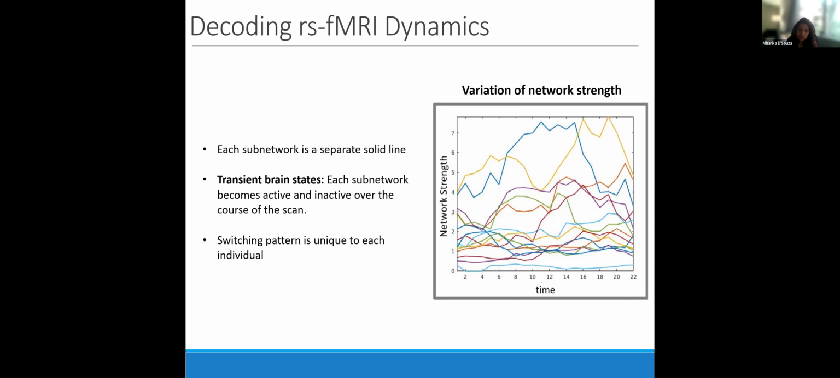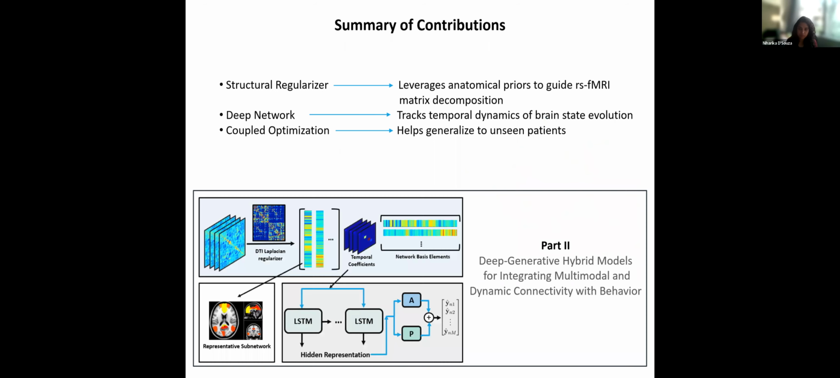In fact, the switching profile is unique to the individual and can be compared and tracked across patients, which may be useful for making comparisons between subtypes of the population.